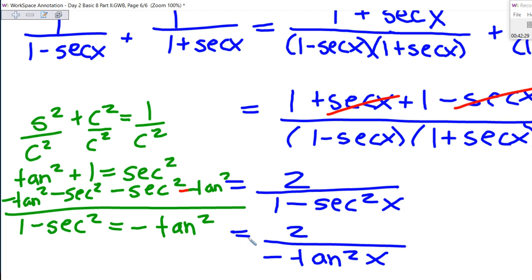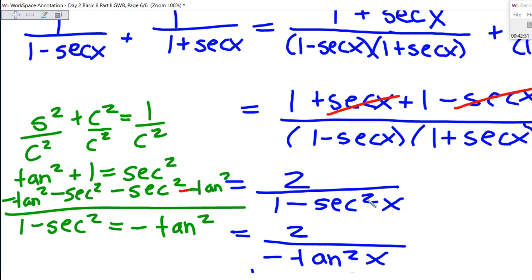And hopefully you recognize this is a reciprocal. This is actually 2 times 1 over negative tangent squared. If I had 1 over tangent squared, that would be equal to cotangent squared of x. And then my coefficient out front, we have a 2 and a negative, which would make it negative 2 cotangent squared of x. Hopefully you could recognize that that was a reciprocal. If you didn't, that would be fine.